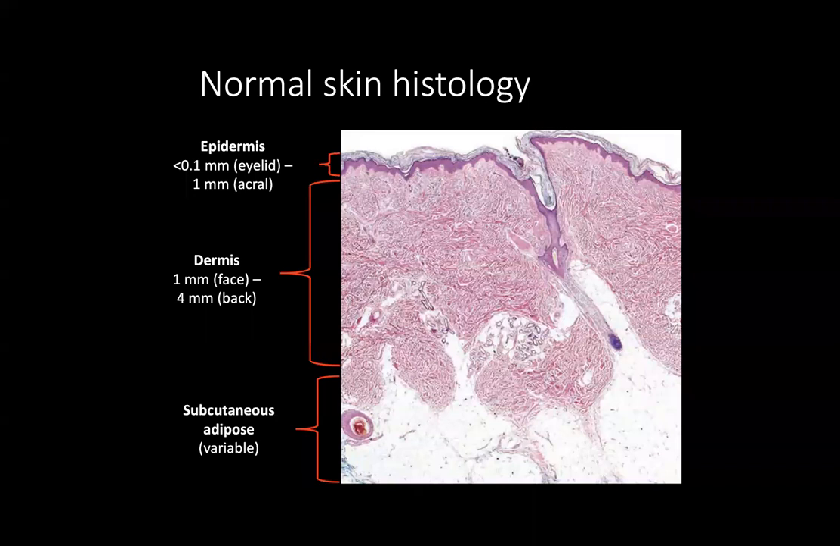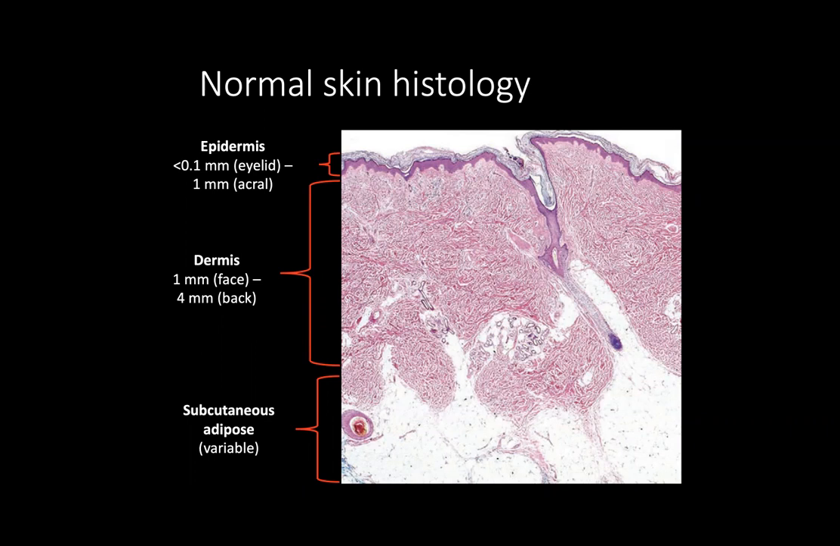Okay, so we are going to delve into normal skin histology for this part of the lecture. This is just a picture of normal skin, and you can see the three major layers of skin. You have the epidermis, which can be as thin as 0.1 millimeters on the eyelid, going all the way up to 1 millimeter thick on acral skin, such as the palms of the hands and soles of the feet. It can actually be 1 millimeter thick for the epidermis alone, including the stratum corneum.